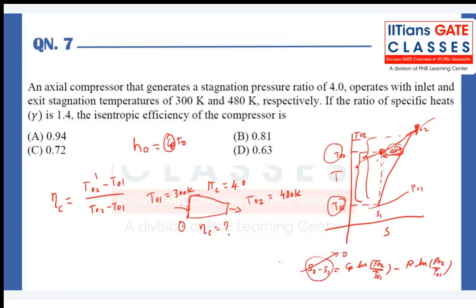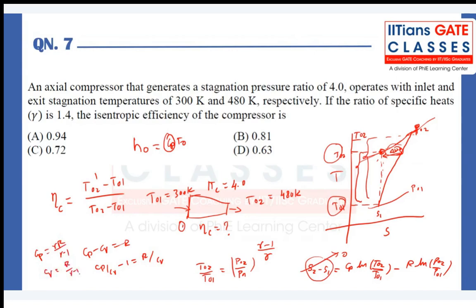So then this becomes T02 by T01 is equal to P02 by P01 to the power of R by Cp, that is going to be gamma minus 1 by gamma, right? So we know this relation, Cp minus Cv is equal to R. So if I write Cp by Cv minus 1 is equal to R divided by Cv, I can write Cv and Cp in terms of gamma and R itself. So I can show Cp is nothing but gamma R by gamma minus 1, Cv is nothing but R divided by gamma minus 1, like that.